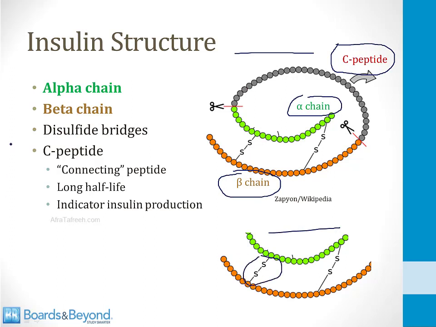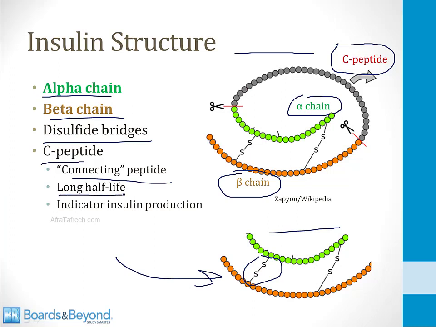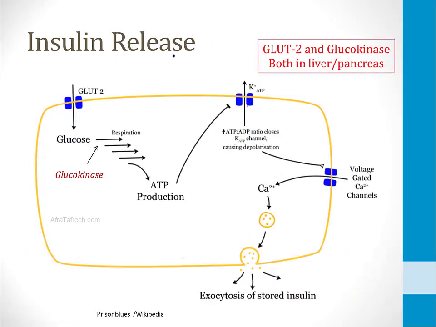And I've summarized this on the left side of the screen. Insulin is made up of an alpha chain and a beta chain connected by disulfide bridges as shown over here. Cleaved out from proinsulin is the C-peptide. C stands for connecting peptide. This has a longer half-life than insulin, and sometimes we measure this and use it as an indicator of insulin production. Once insulin is packaged in the secretory granules, let's talk about how it's released into the plasma.